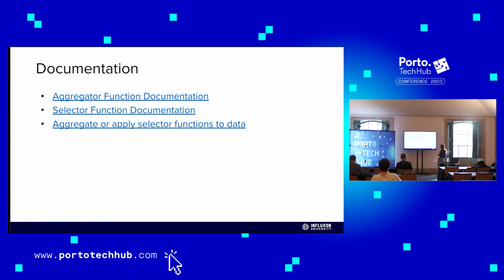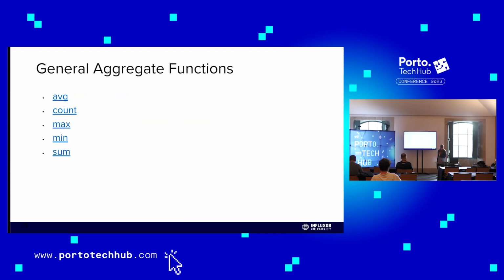And again, this documentation will be available. We have the QR codes at the end. And these are the general aggregate functions, just listed out here, making it easy. I'm not going to say what these are because most of us here have taken Math 101, so I'm going to guess we all roughly understand them.